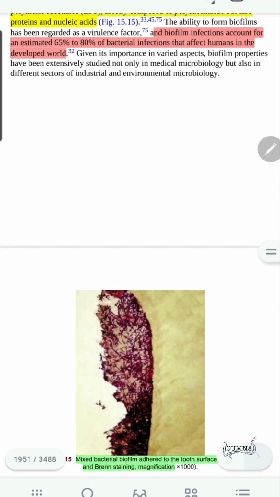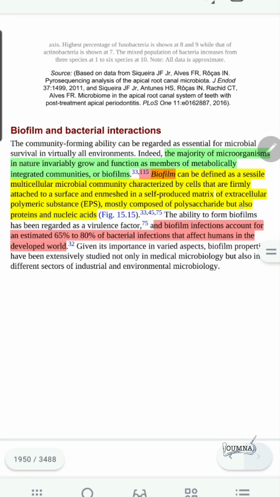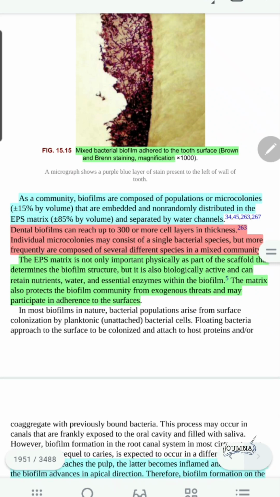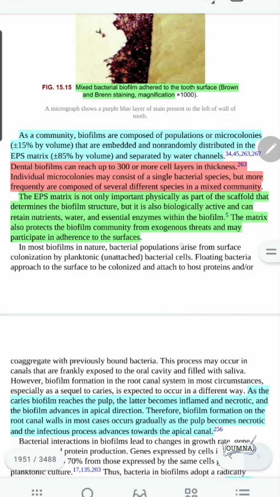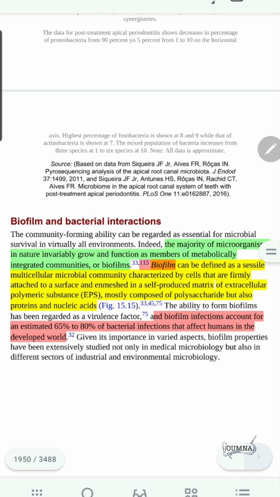They are encapsulated with what is called an EPS, which is an extracellular polymeric substance that is composed of polysaccharides, proteins, and nucleic acid. This EPS helps the bacteria to retain their nutrients and water, to maintain adherence to the pulp tissue, and also to protect them. This is called the biofilm.